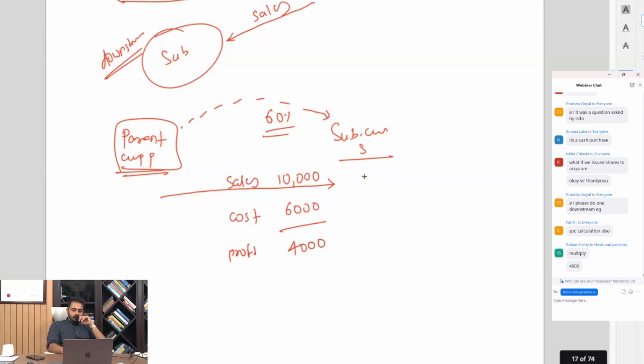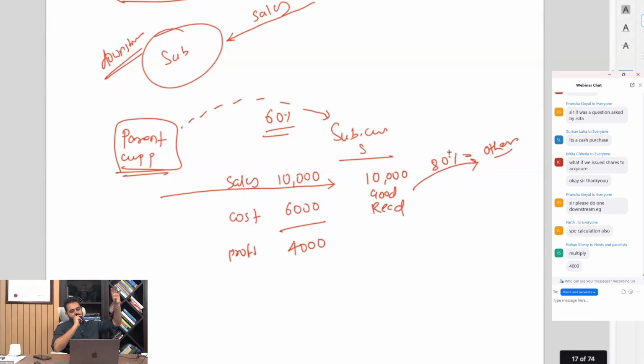Now, parent company owns, I'm going to make a random number, let us say 60% ownership. Now, out of the 10,000 worth of goods received by the subsidiary, they further sold it to others. How much did they sell? They sold 80% of these goods. So I'm repeating one more time if I've confused you with this. Parent company sold 10,000 worth of goods to subsidiary company. The cost of those goods was 6,000, and therefore parent made a profit of 4,000.